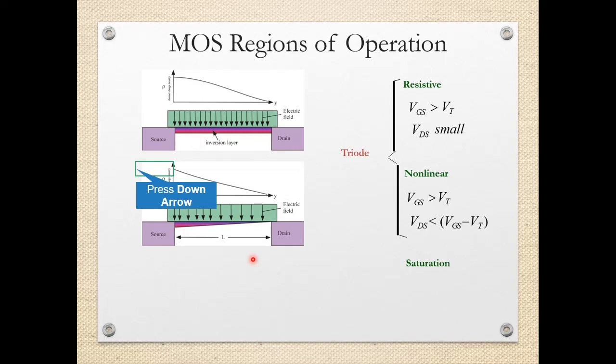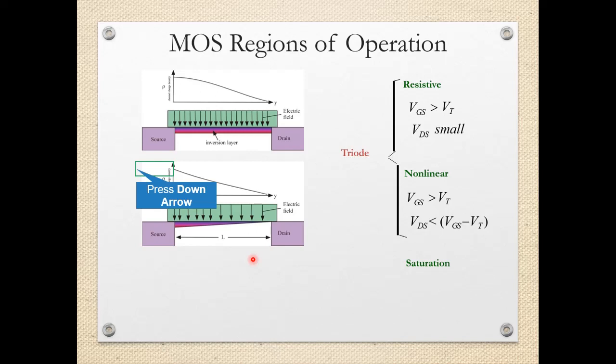Then next is the non-linear region of operation, in which we can see the same condition, that is VGS is greater than VT. And now VDS, the voltage between drain and source, is slightly increased. It is still less than VGS minus VT, but it is now slightly increased.